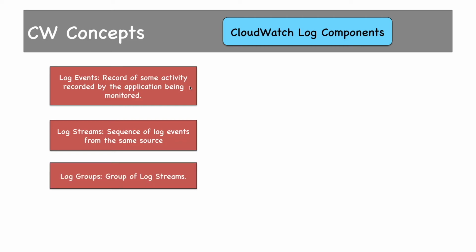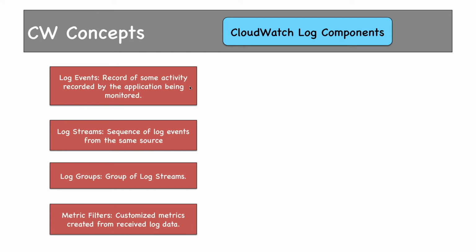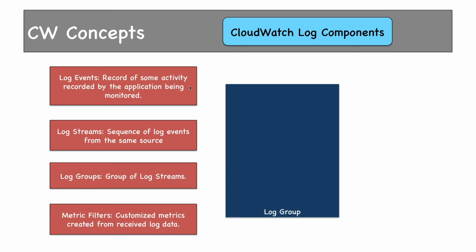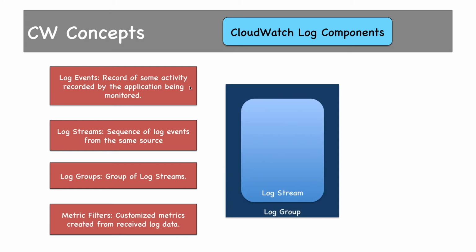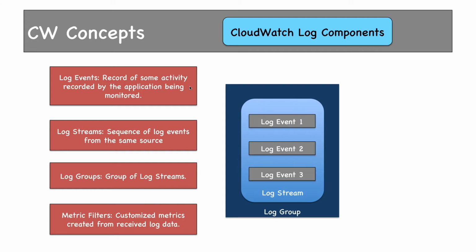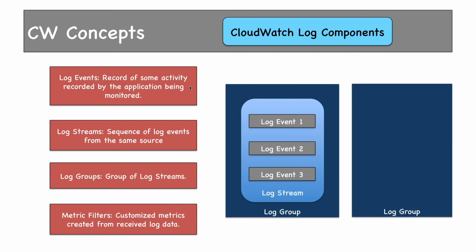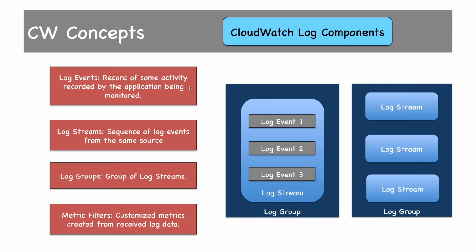Third is the log group, which is a group of log streams. It contains multiple log streams. Finally, metric filters, which are customized metrics created from received log data from applications inside of EC2 instances. Once log events or records are received, we can create our own metric out of it, like we have seen for AWS resources. So this is a log group. It would contain log stream, which in turn would contain multiple log events. A single log group can contain multiple log streams.